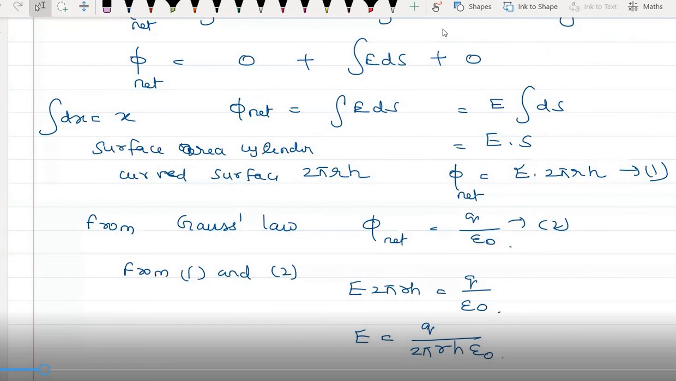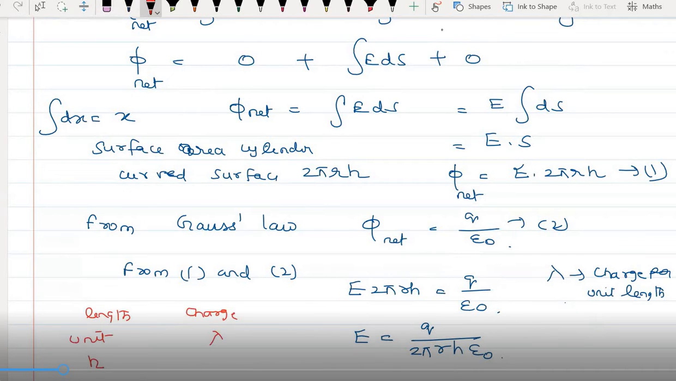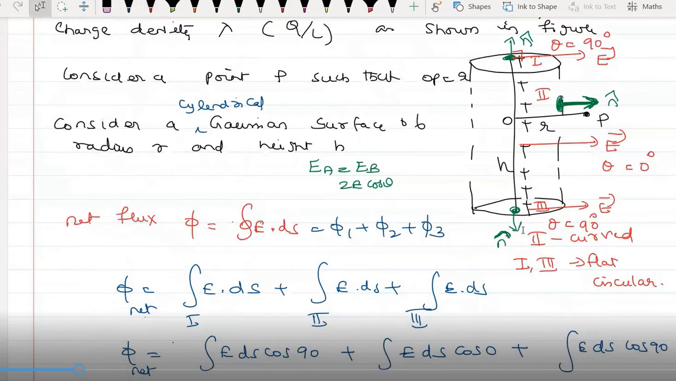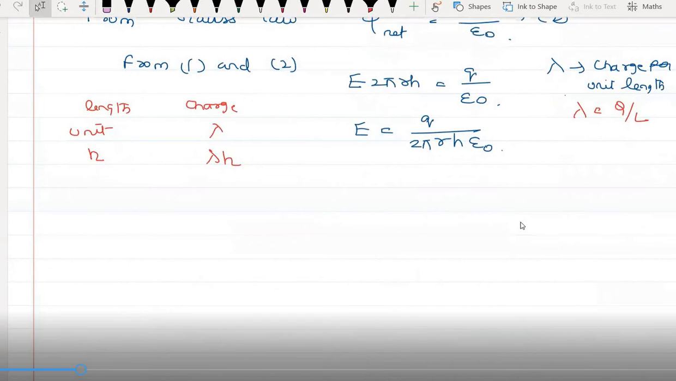But what is Q, ma? It is nothing but what? It is H. Then what is the lambda value? This length we have considered. Okay, so that is H. For H length, what is the charge enclosed? Lambda H.